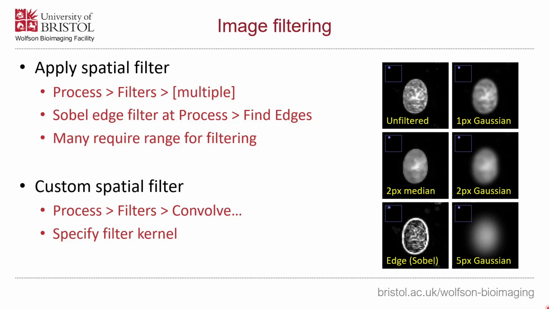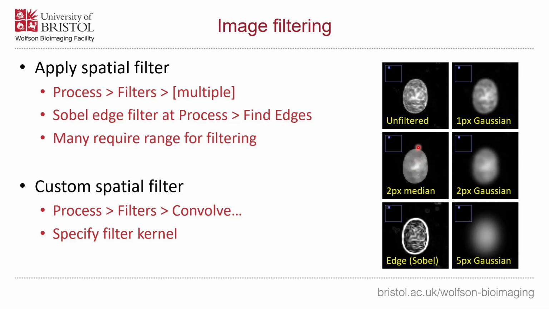So you can get to a lot of standard filters by just going to the Process Filters menu, and then you'll see them all listed out. On the right hand side I've summarized a few of these. You can see in the top left this is just an unfiltered image of a nucleus, and below that I've applied a median filter with a range of 2 pixels. If you're unsure what all these different filters mean, it's probably worth going back to the first video where Dom talks in detail about spatial filtering.